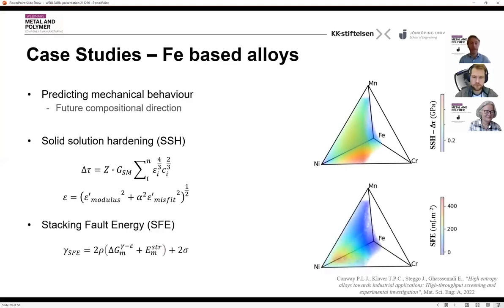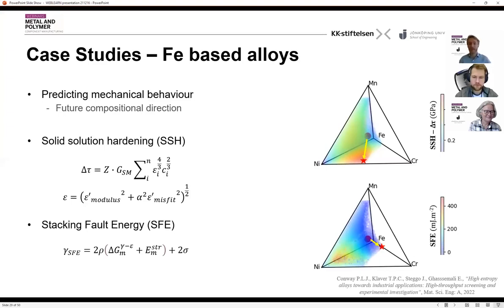We also looked at the stacking fault energy, and we applied a thermodynamic model where we first need to calculate the Gibbs free energy of the HCP and FCC phases from Thermo-Calc, and then we can put that into a semi-empirical formula and calculate the stacking fault energy across the whole system. Where we had originally produced our alloy, you can see here in the iron-rich corner, using these models, we found that the maximum solid solution hardening was towards the nickel-chrome side, and the minimum stacking fault energy, we need to reduce the stacking fault energy to initiate twinning, was down towards the iron-rich corner as well.